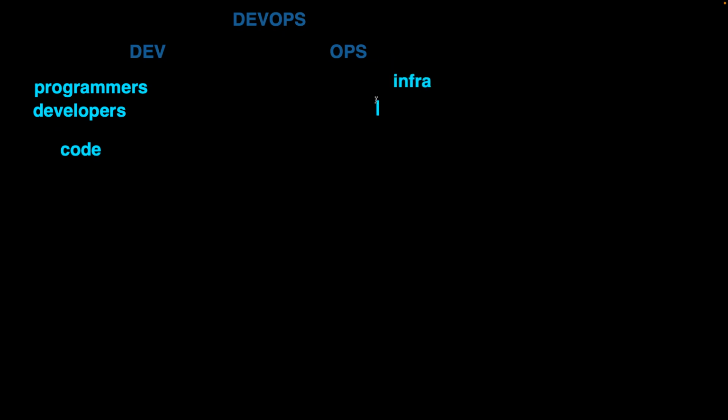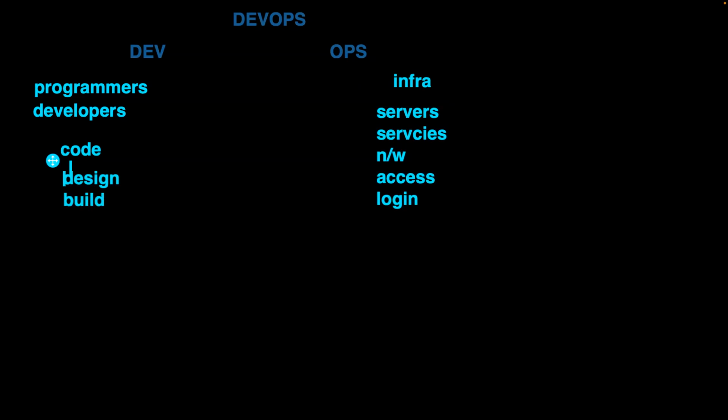What is meant by infrastructure management? Who will take care of, let's say, the servers, services running on the servers, networks, access, logins, all of this. In short, infra management would be taken care of by the ops team. And here developers are the ones who are working on designing the application, building the application, and so on.